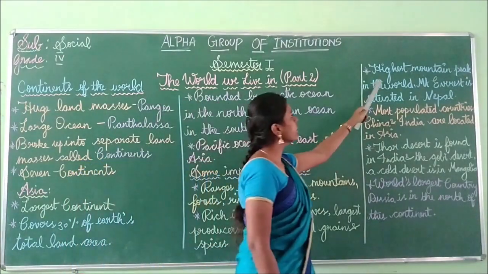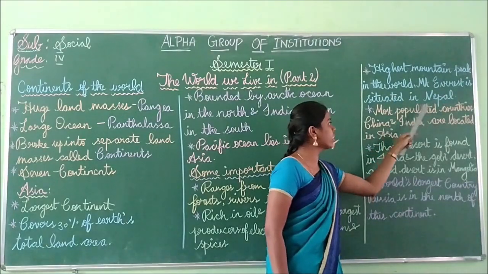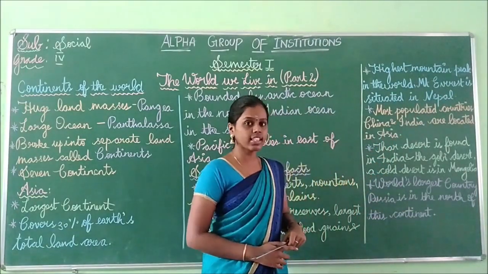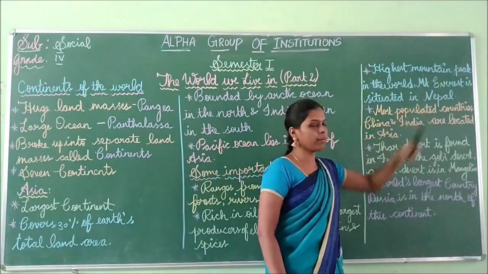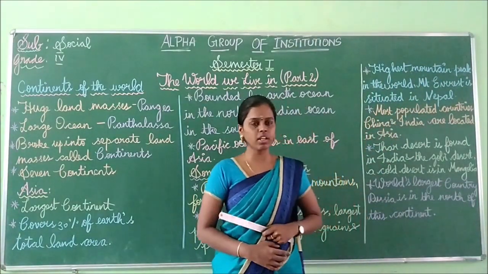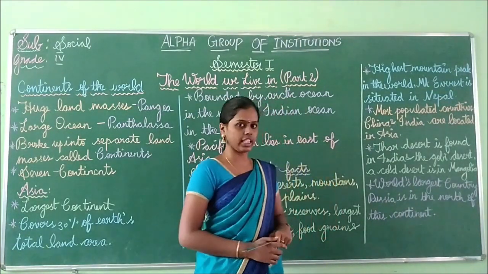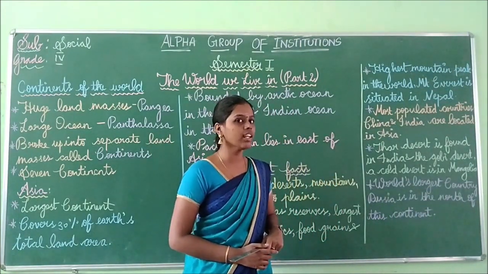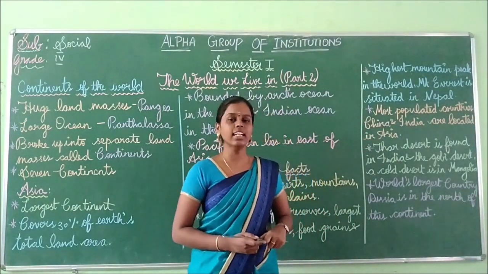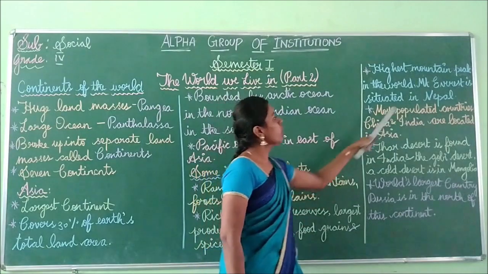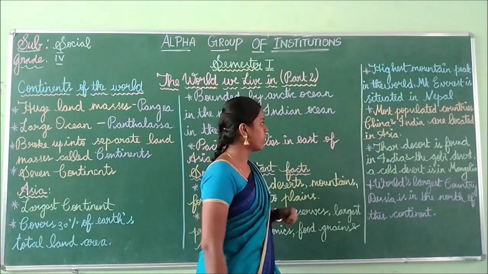And then the highest mountain peak in the world, Mount Everest, is situated in Nepal. So what is Asia famous for? Asia is famous for its highest mountain peak. You all know about Mount Everest, I think. It is the highest mountain peak in the world. Where is it located? In Nepal. So Nepal is located in Asia. And so the highest mountain peak, Mount Everest, is located in Asia.